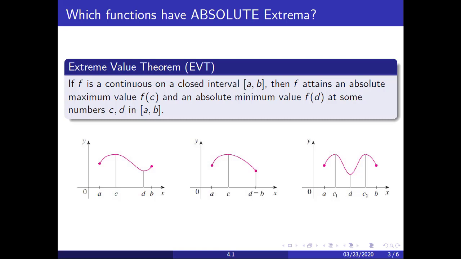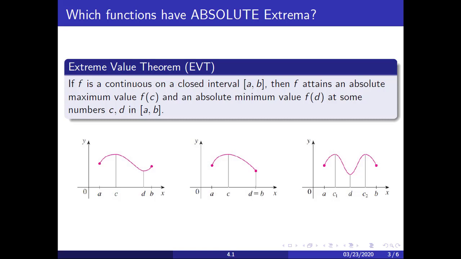In the right graph, we see that absolute extrema need not occur at unique points. There are two numbers, c1 and c2, such that both f(c1) and f(c2) are the greatest value the function attains.